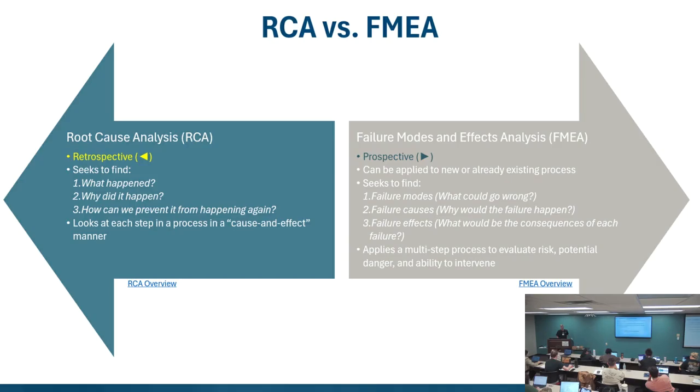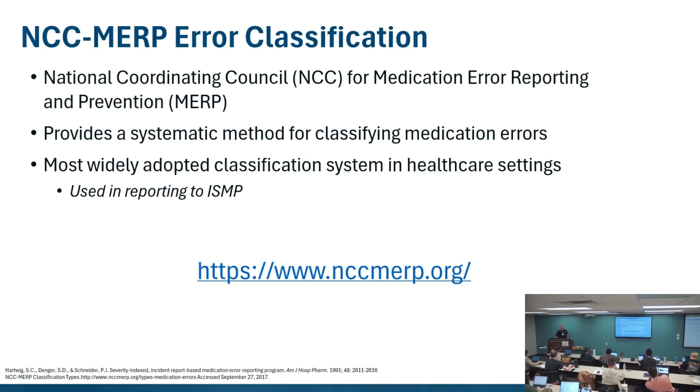All right, so this is the last thing that we're going to cover today. This is the error classification. So NCC, the National Coordinating Council for Medication Error Reporting and Prevention. They need a better name. NCC MERP is really a mouthful. I need to come up with like the zebra strategy or something like that, because this is not glamorous.